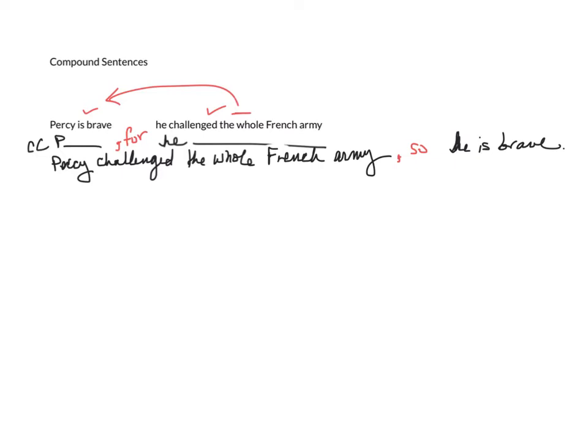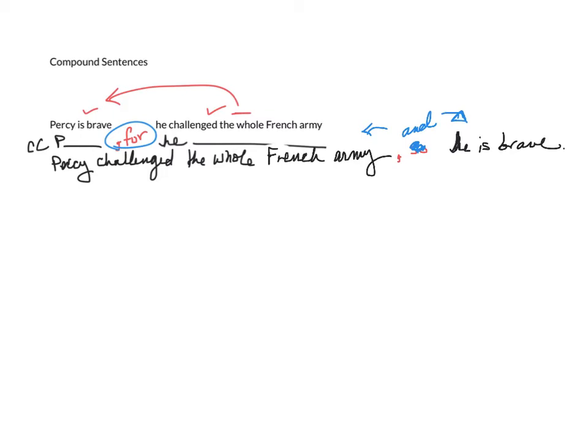My point here is that sometimes students treat these conjunctions like they're interchangeable, and they really aren't. And even if they can be interchanged, like here, I could get rid of so and I could say and, it would logically make sense. Percy challenged the whole French army, and he is brave. But the word and simply says that these two ideas are both true. It doesn't tell you there's a relationship between them.